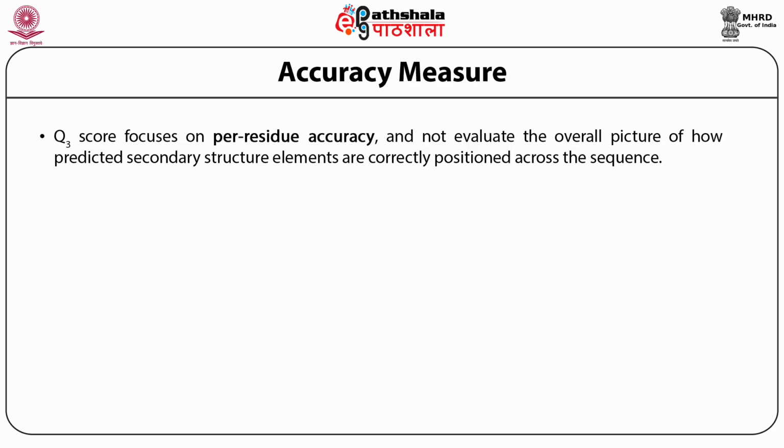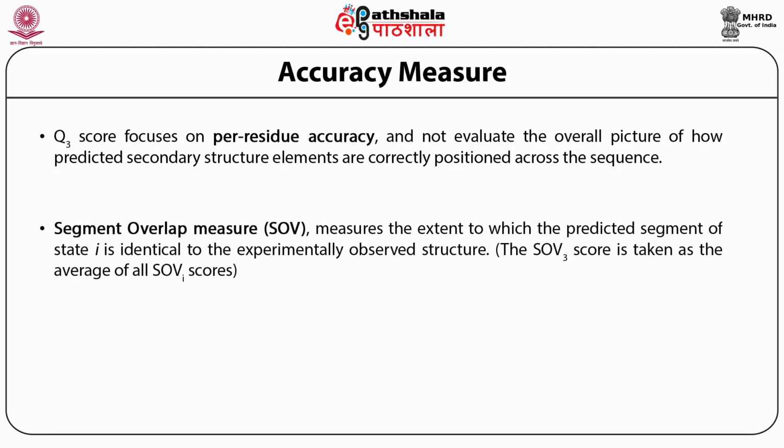So, alternatively, we can use another accuracy measure known as segment overlap measure, which is abbreviated as SOV. It measures the extent to which the predicted segment of a particular secondary structure state is identical to the experimentally observed structure. SOV measures individually for helix, strand and loop states, and SOV3 score is taken as the average of these three individual SOV scores.